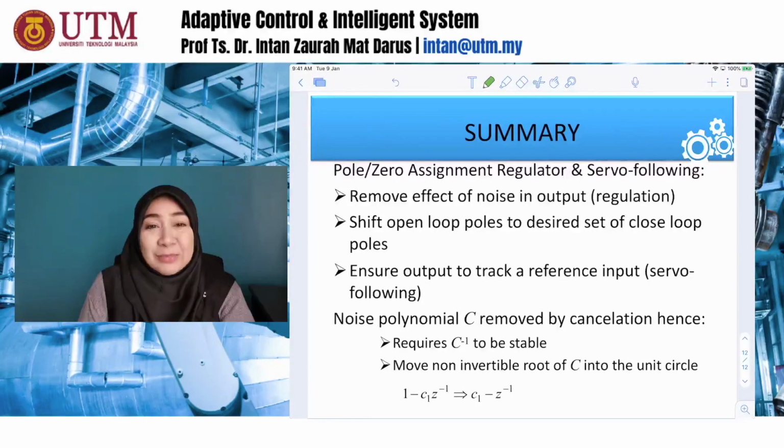With that summary, you have concluded the development of the extended pole assignment, or some books might call it a zero and pole assignment controller, and this is one of the very important controllers for adaptive systems.